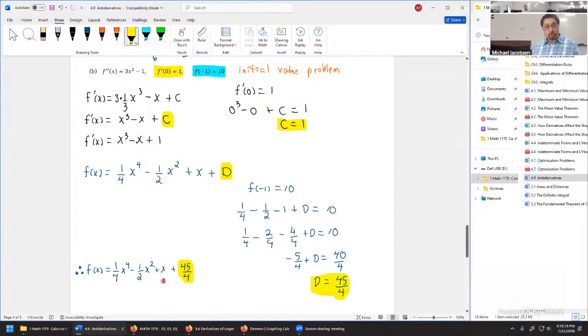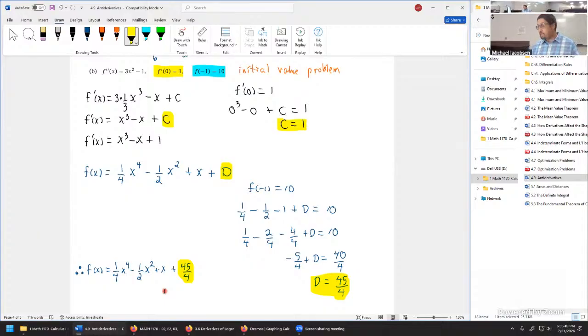Do differentiate this function twice. You will get 3x squared minus 1. But on top of that, this is exactly one function that also has the derivative at 0 is 1, and the function output at -1 is 10 exactly. So there it is. This is solving another differential equation, the so-called initial value problem. We'll put it to good use for a more interesting looking application on the next one.